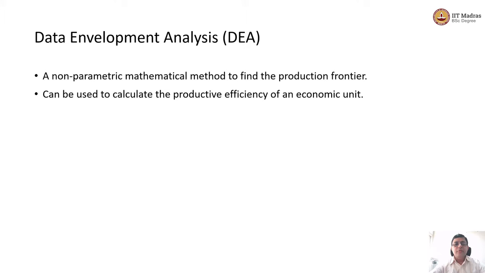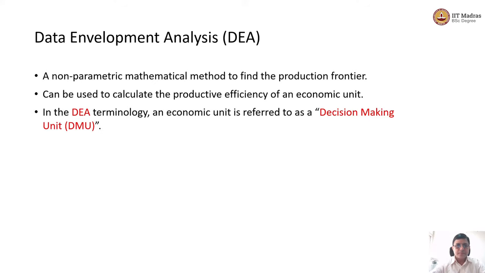It's a mathematical method. It's an optimization problem. It is essentially used to calculate productive efficiency of an economic unit. We have to further classify this and say that we are going to only calculate the relative productive efficiency. Relative because the efficiency is going to depend only on the set of economic units that we have considered in this example, right? If you change the sample of economic units that you are going to consider, the efficiency values are going to change. In that sense, it is relative productive efficiency.